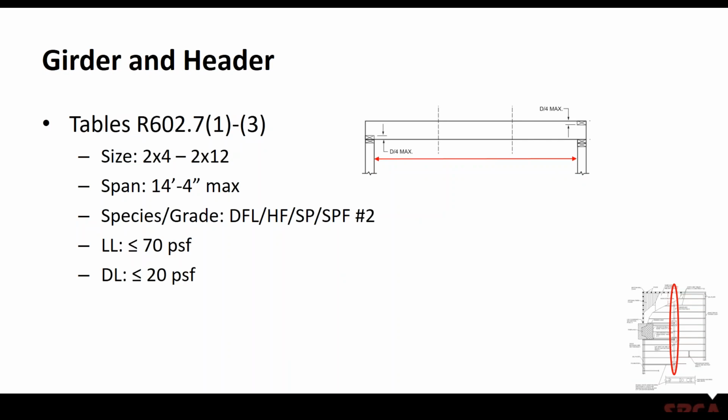Girder and header design requirements are provided in tables R802.7. Again, the sizes vary from 2x4 up to 2x12, with a maximum span of 14 feet 4 inches. And again, these are sawn lumber headers and girders. The species included are Doug fir, hem fir, southern pine, and SPF. And the loads are live loads up to 70 pounds per square foot, and dead loads up to 20.